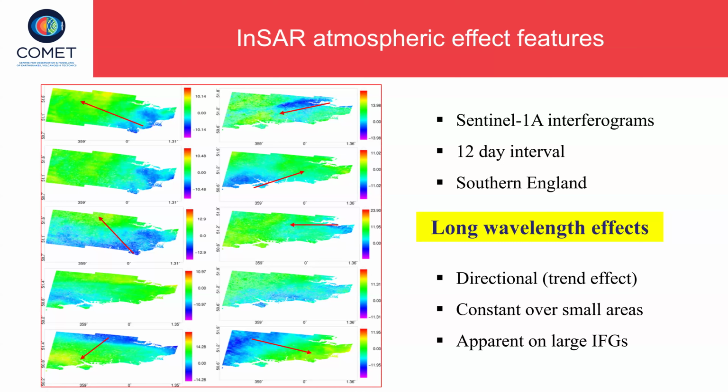And if you zoom in on a smaller region, it may be constant. But if you zoom out to a larger region, you can clearly see the effect. So it's a long wavelength effect. It's only apparent on large interferograms. If you zoom in on smaller interferograms, you cannot see this signal. So it's only apparent on large interferograms. This is called the long wavelength effect.